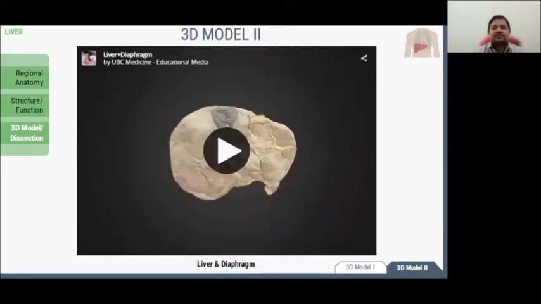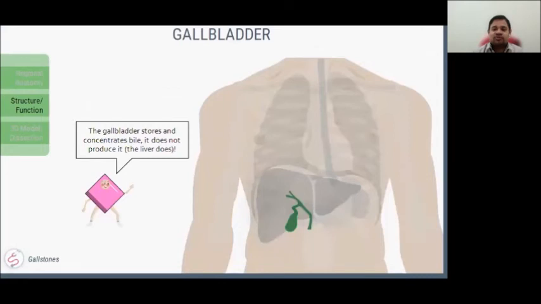In the same continuation, we have to also study the gallbladder. The gallbladder is a tiny organ which is present on the inferior portion of the liver. It is the place where bile is stored. Remember, it is not produced. See here also it is written that the gallbladder stores and concentrates the bile, and it does not produce it. Who produces it? The liver produces it.